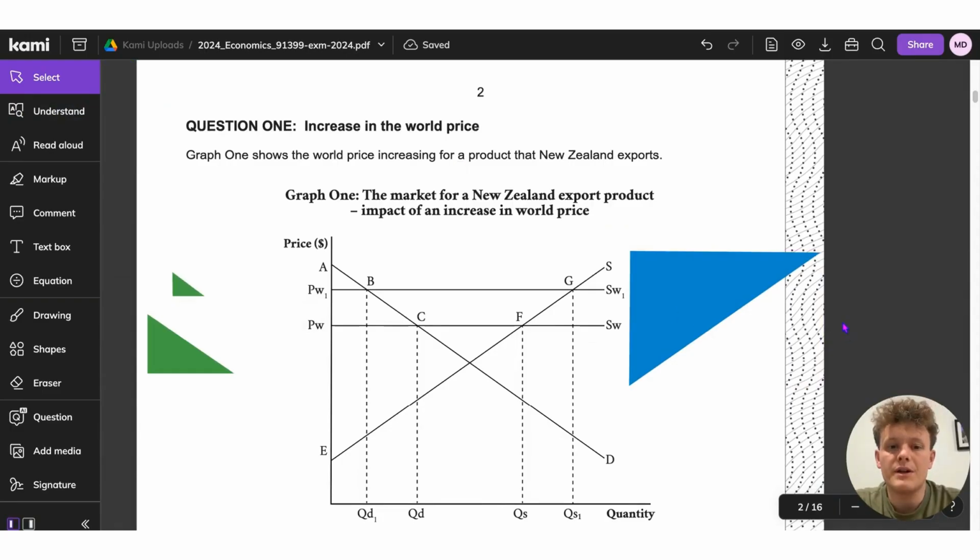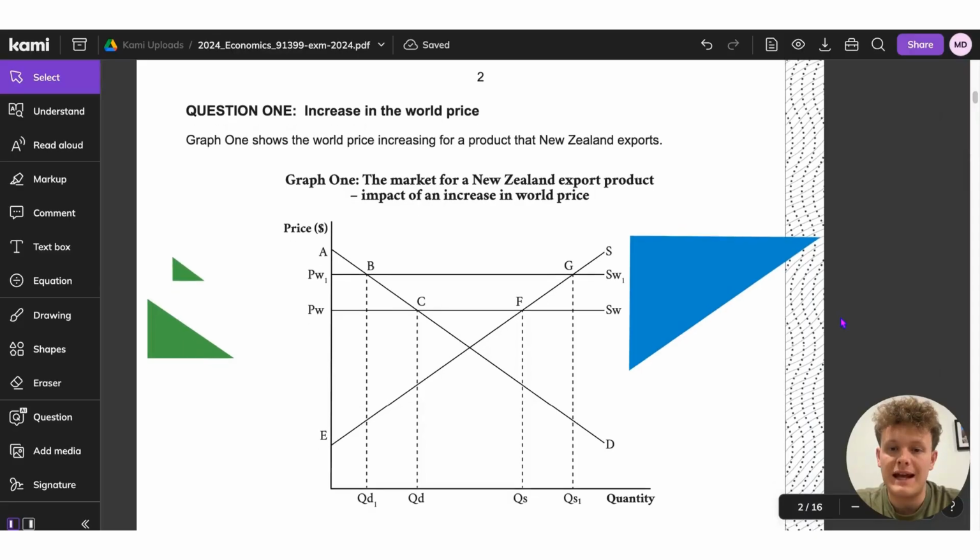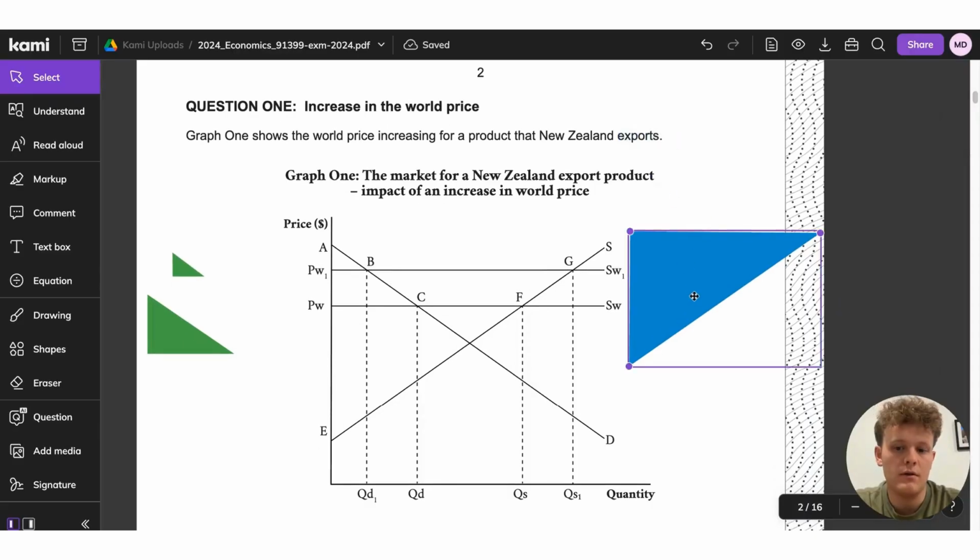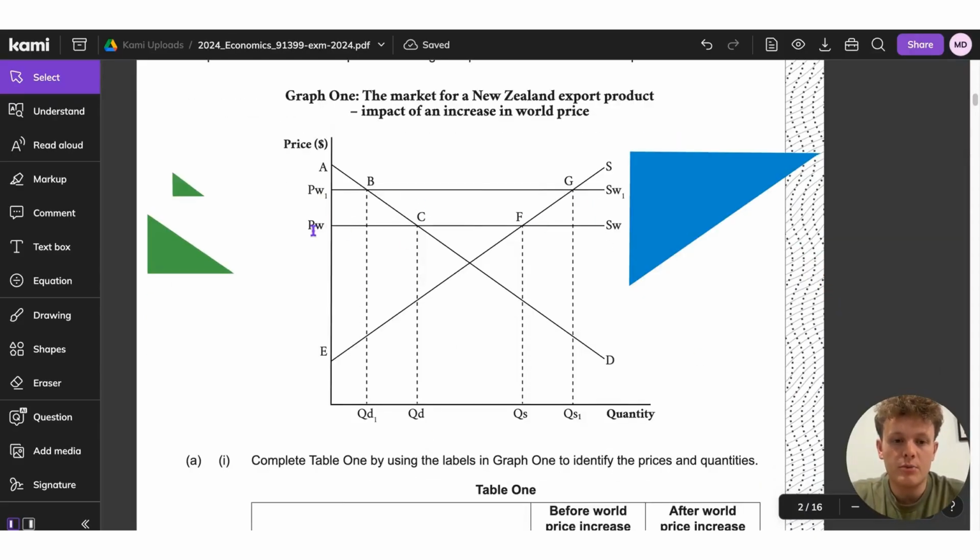Graph 1 shows the world price increasing for products that New Zealand exports. Exports is key here. Before reading the question, we can see that there's a price here, PW, increasing to PW1. And then we've got our export from QD to QS as we supply more than we demand, and therefore we export the difference. As the price rises we demand less as it's less affordable, and as the price rises to PW1 we supply more as it's more profitable.